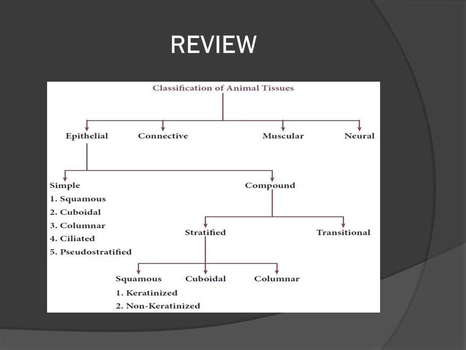In the previous sessions we discussed the classification of animal tissue. Animal tissue is classified into 4 types: epithelial tissue, connective tissue, muscular tissue, as well as neural tissue. The epithelial tissue classification we completed in the previous sessions, and today's session we are supposed to discuss the next animal tissue, connective tissue.